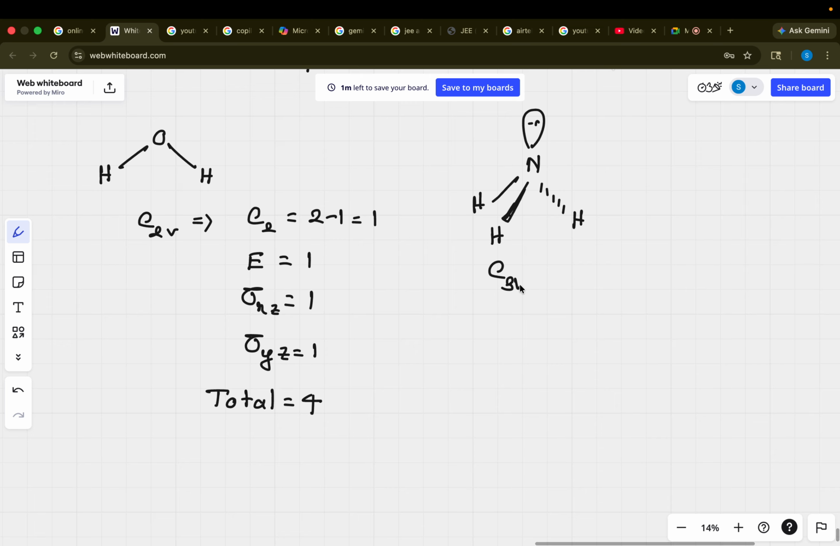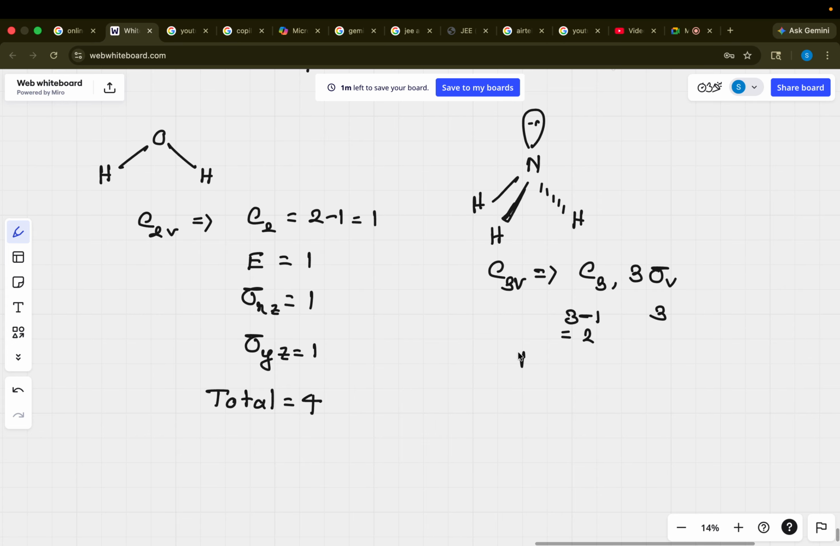So what do I have? C3v point group. So in the C3v point group, what are the things we have? C3 and 3 sigma v. Okay, so in C3 we have 3 minus 1, which is equal to 2. And for 3 sigma v, you will get 3 operations.